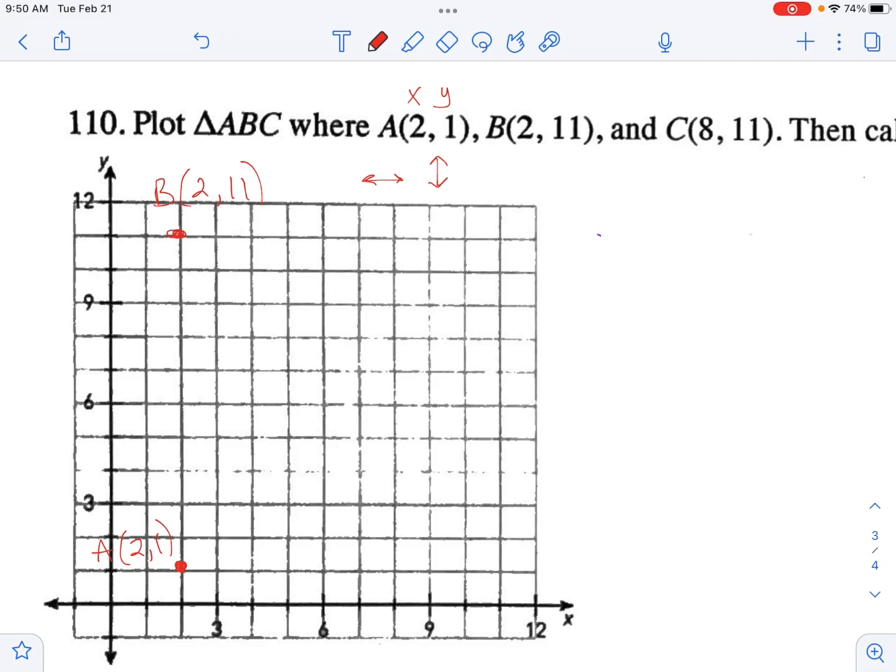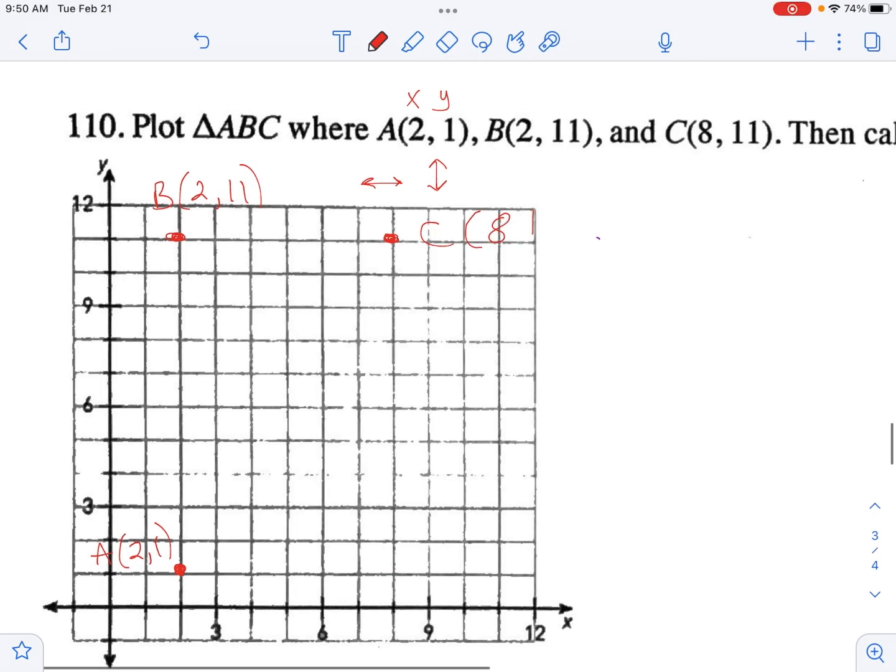And then we have C, which is at 8, 11. So once again, I'm going to start down here at my origin, and then I'm going to go this way, 8, count to my right. So we've got 8, and then 11. 1, 2, 3, 4, 5, 6, 7, 8, 9, 10, 11 right here. And so that's my C value. And I'm going to label it.